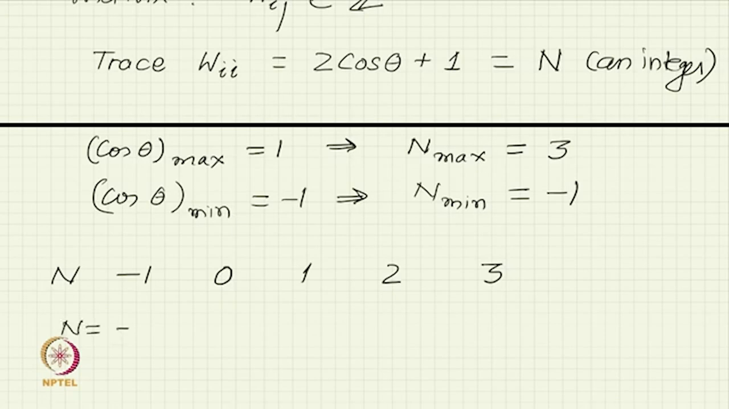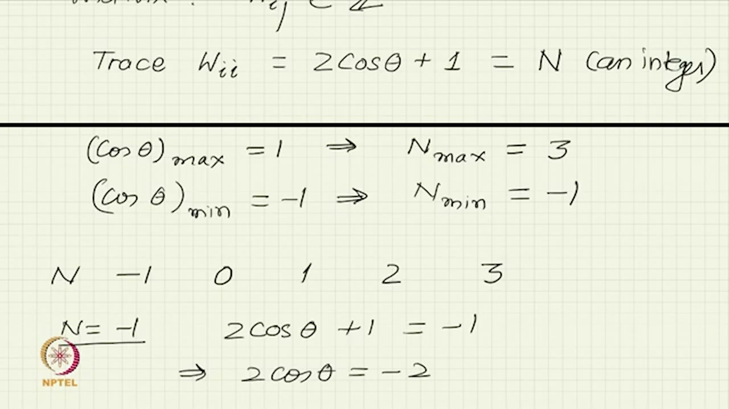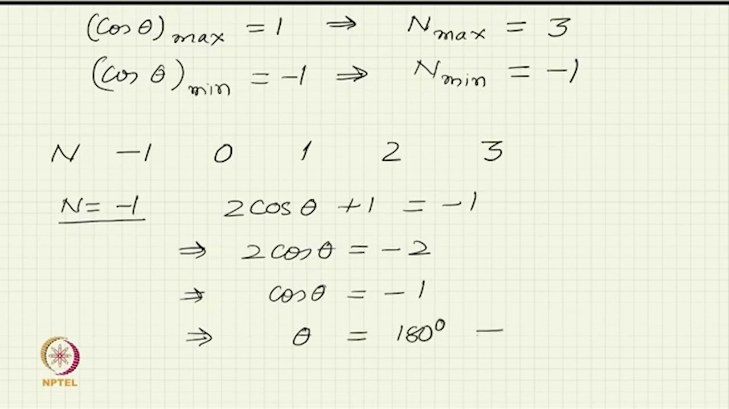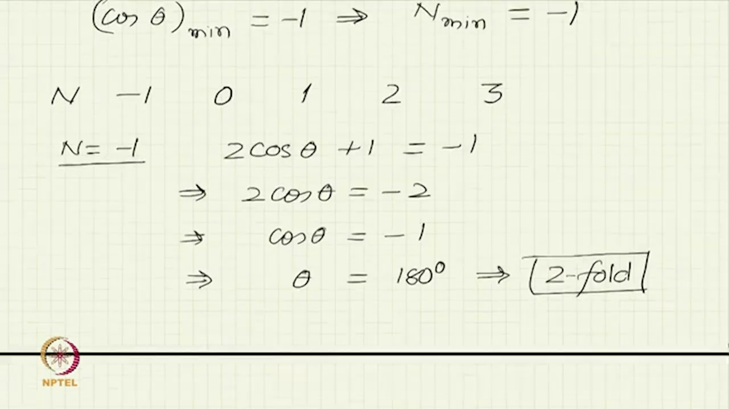So, n is equal to minus 1, 2 cos theta plus 1 is equal to minus 1, 2 cos theta is equal to minus 2, cos theta is equal to minus 1, theta is equal to 180 degree. 180 degree rotation, twofold axis. So, we are happy. Twofold axis is allowed for a crystal. The existence of n equal to minus 1 is telling us that twofold axis is allowed for a crystal.